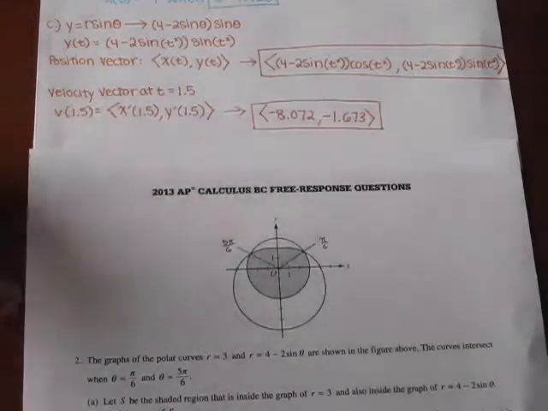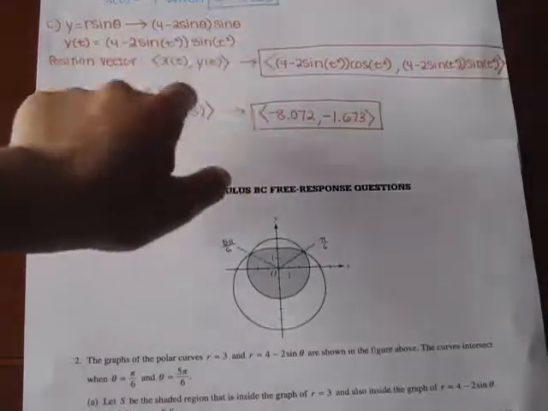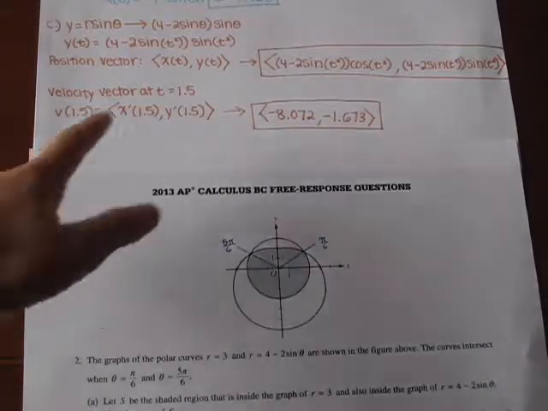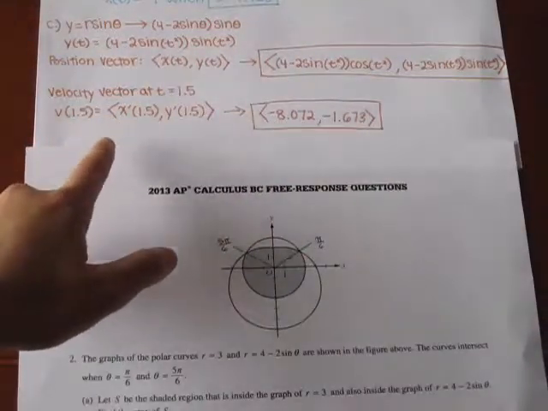And then so your position vector is the brackets, and then 4 minus 2 sine of t squared times cosine of t squared, comma, 4 minus 2 sine of t squared times sine of t squared. So that's your position vector. And then to find the velocity vector at t equals 1.5, velocity is the derivative of position, so you're just going to find the derivative of the position function at those values. And if you labeled them above, you could just write it like this.